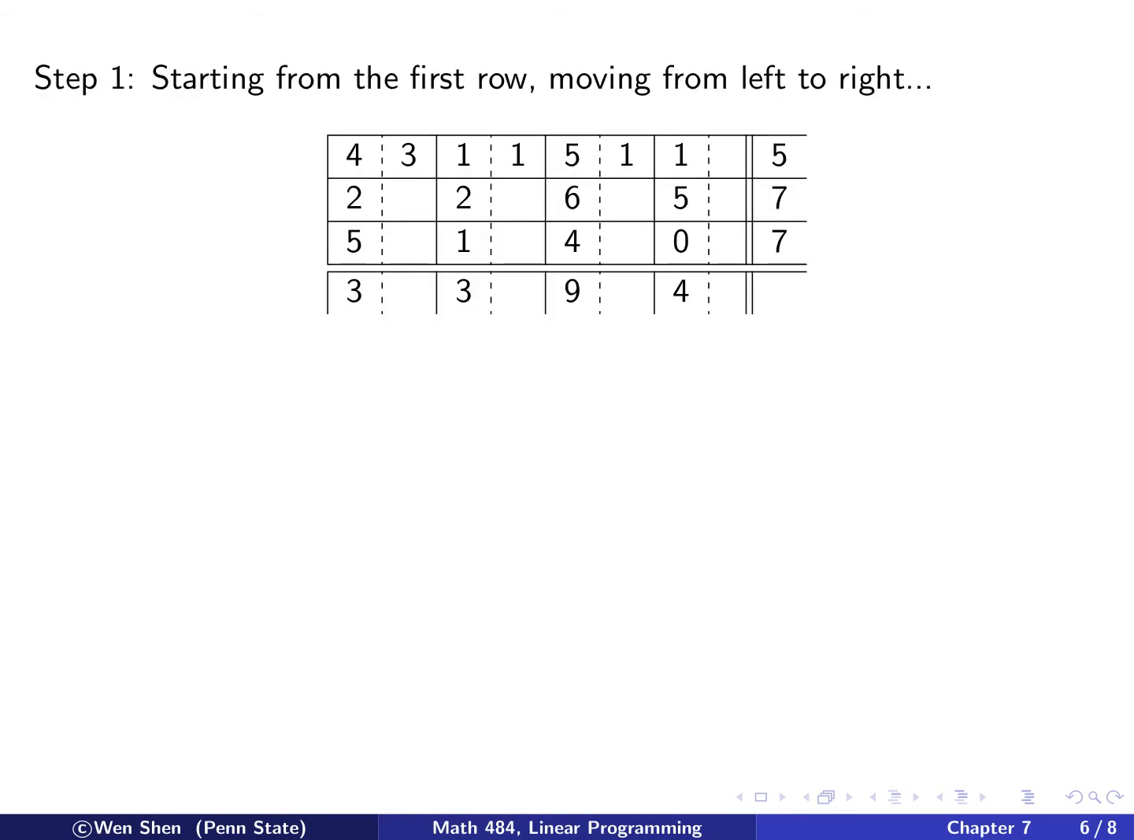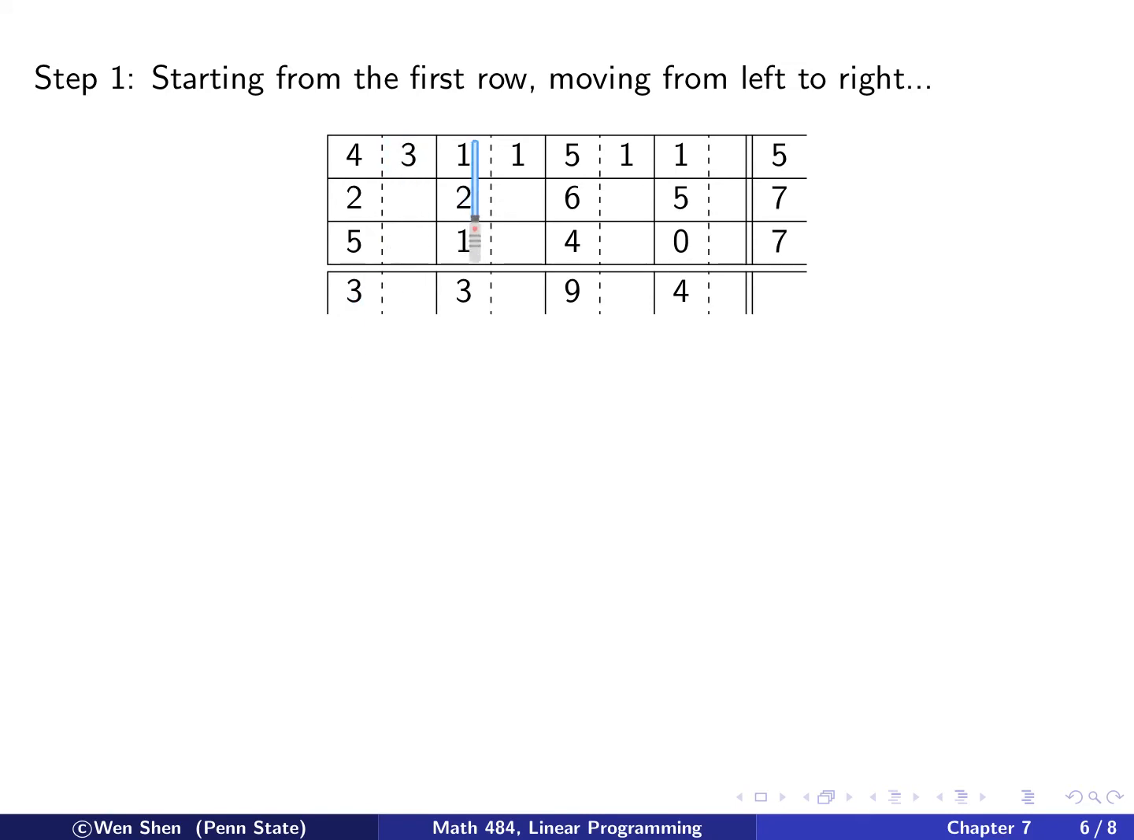Okay, now let's try to see if we can find a flow chart that satisfies all the constraints. So step 1, I will start from the first row and move from left to right and fill in, satisfying all the constraints. So let's go through it. Row 1: the first one here is from warehouse number 1 to destination 1. I see that the capacity is 4, but destination 1 only needs 3 units. So I will ship 3.